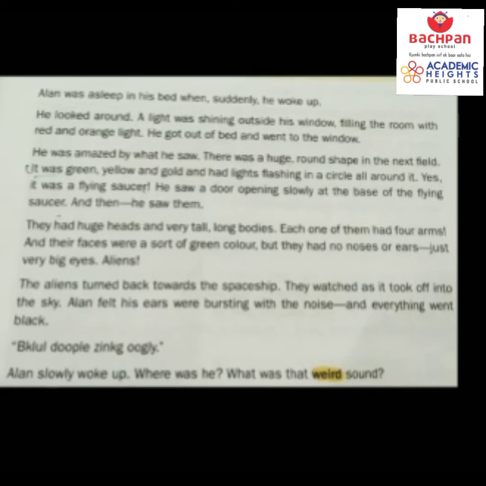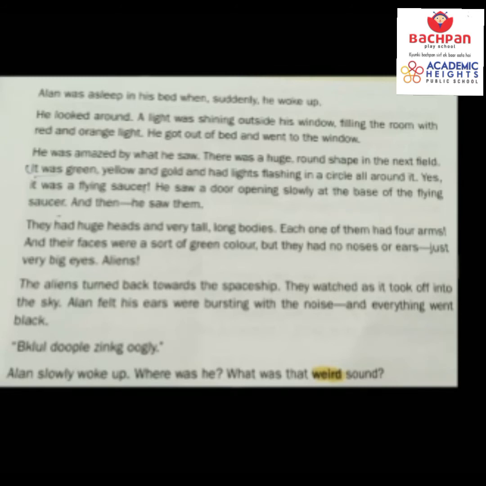बच्चे, एक बॉय था जिसका क्या नाम था? Allan. ठीक है. Once he was sleeping in his bed and suddenly he woke up and he saw there was a light coming from outside the window, and it was red and orange light. When he saw out of the window, there was something round and huge shaped, right? It was green, yellow and gold and had lights flashing in a circle around it. उसकी इतनी सारी लाइट्स थी, ग्रीन, येलो, गोल्ड और सब फ्लैश कर रही थी एक सर्कल बना के.